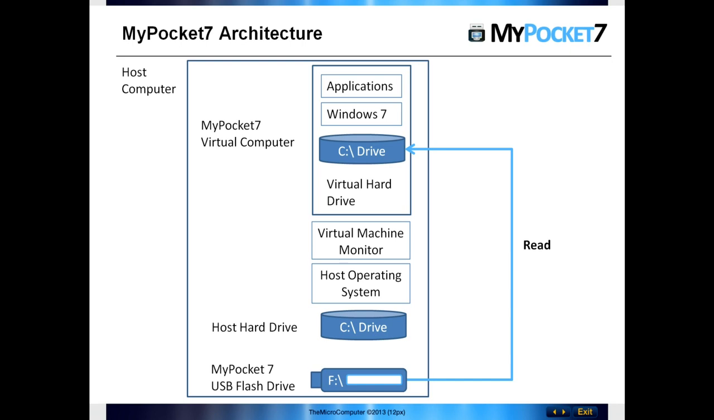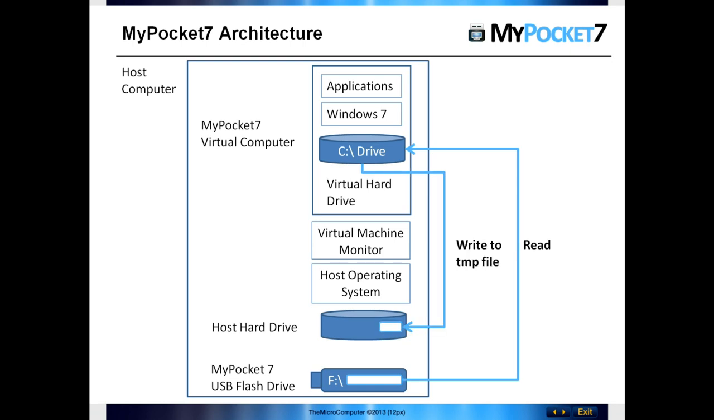USB flash drives and micro SDs perform poorly for write operations. It is not a good idea to run Windows from virtual hard drives stored on flash devices, as you will experience poor performance. We solve this problem by using the host system's hard drive while we are running MyPocket7. Windows 7 in the virtual machine reads data from the virtual hard drive on the USB flash drive. When Windows 7 writes to the virtual hard drive, it actually writes to a temporary file on the host system's hard drive.